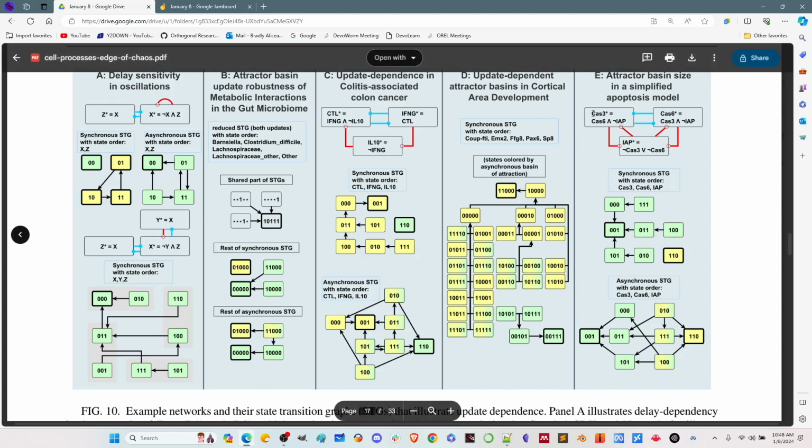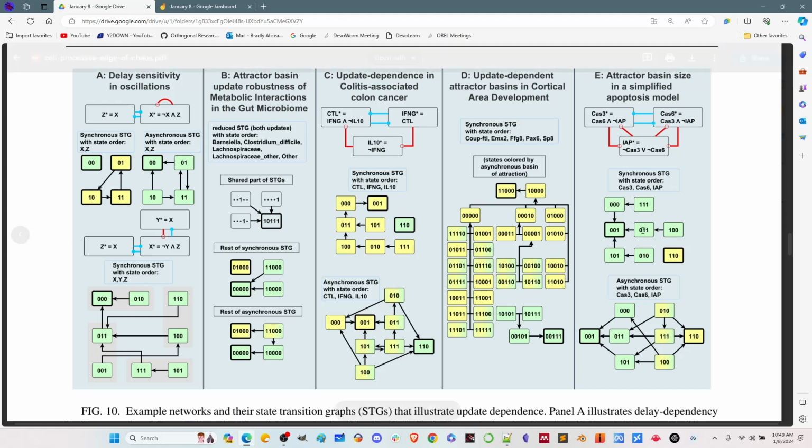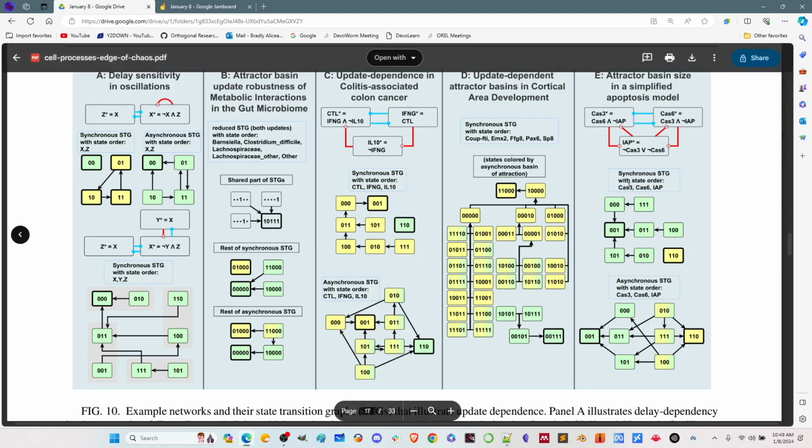So we have these factors here, Cas3, Cas6, IAP, and we have the different transition rules there. And then we have our synchronous state transition graph with the state order based on this graph at the top, like we did for C. And then we have the asynchronous state transition graph with that same state order. And so that gives us an order for rules for these transitions. But we have both synchronous and asynchronous cases.